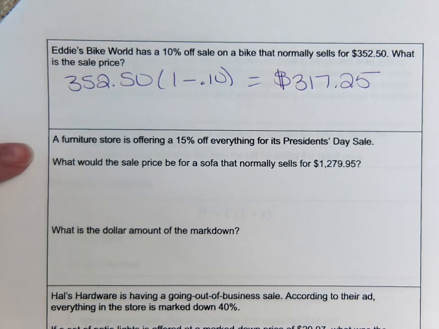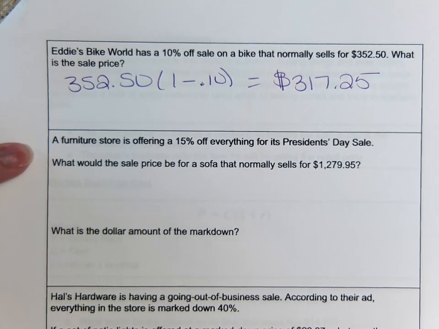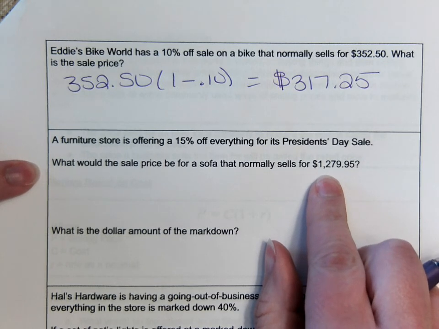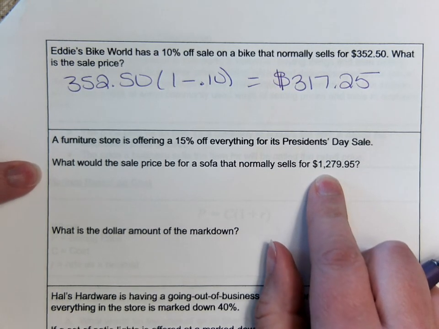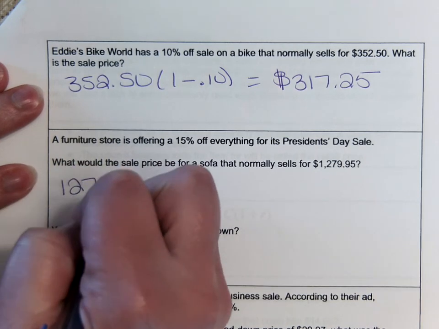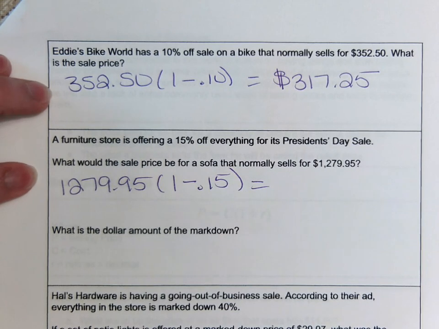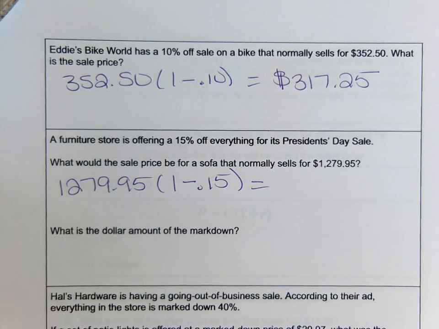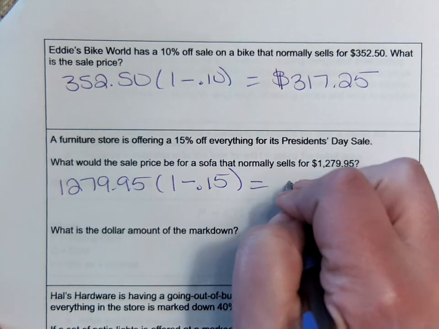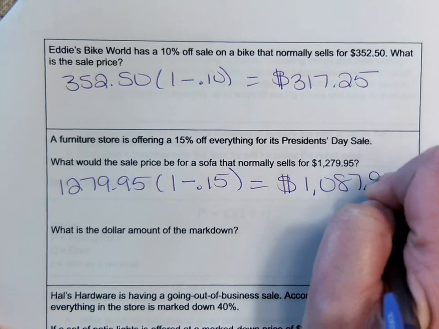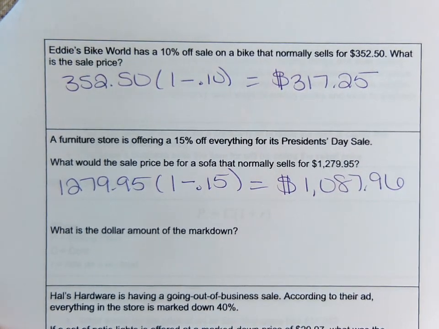A furniture store is offering a 15% off everything for its President's Day sale. What would be the sale price for a sofa that normally sells for $1,279.95? Okay, so let's do it. We'll multiply by 1 minus 0.15. And again, if you want to multiply by 0.85, if you actually want to do that subtraction, you are more than able to do that. The sale price for the sofa is going to be $1,087.96.